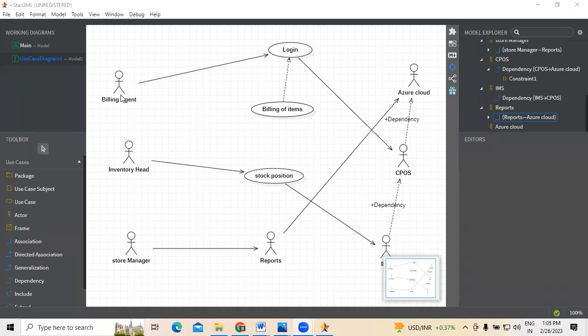More or less something like, yes. For example, how many sequences? Login, billing, stock position and reports. You can prepare four sequences. Clear? Sequential process, that is nothing but this.